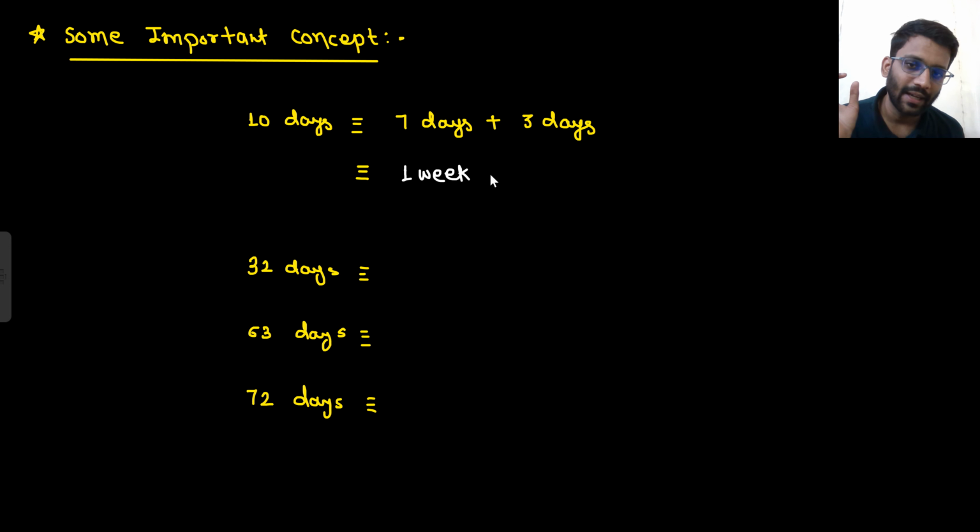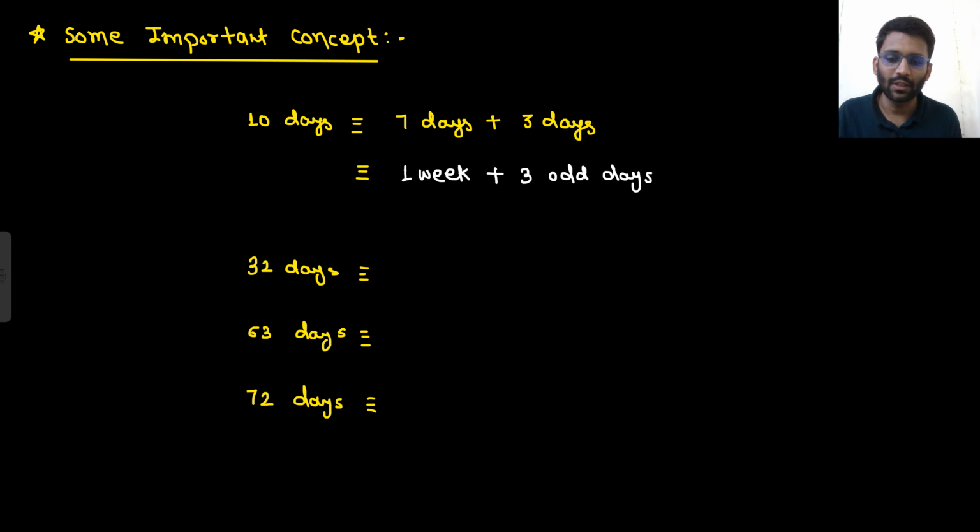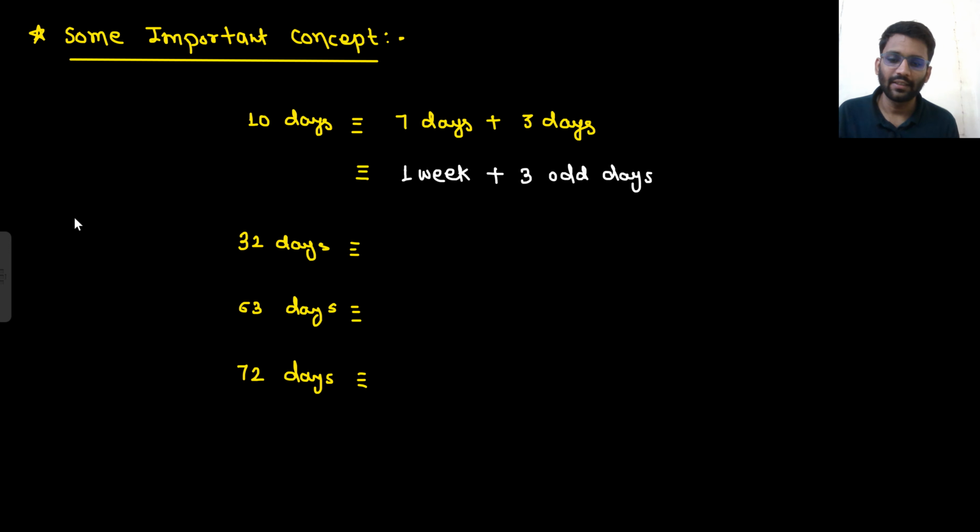So can I call it like I have 1 week plus 3 odd days? This is the term we use: odd days. You have 1 week and 3 odd days. What about 32 days? Divide 32 by 7. 4 weeks plus 4 odd days.